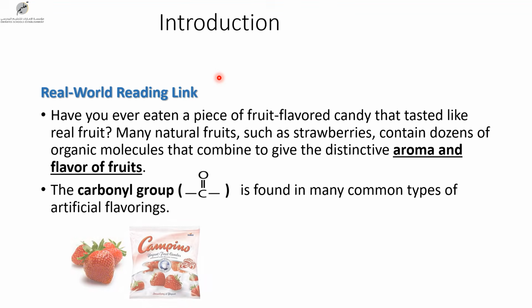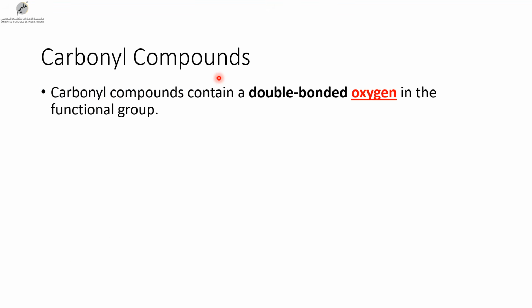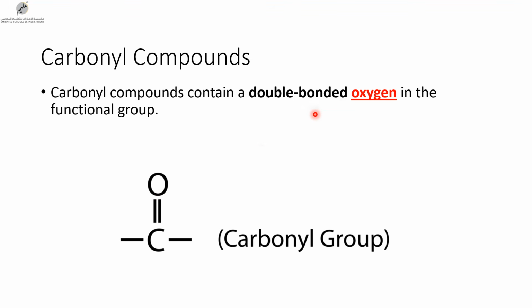So we can skip this. Okay. Carbonyl compounds. What are carbonyl compounds? Carbonyl compounds contain double bonded oxygen in the functional group. So what does that look like? You have a carbon and you have a double bond to an oxygen. Now all of this is called the carbonyl group. Carbo from carbon, onyl from oxygen. Okay? So any compound that has this group is called a carbonyl compound.